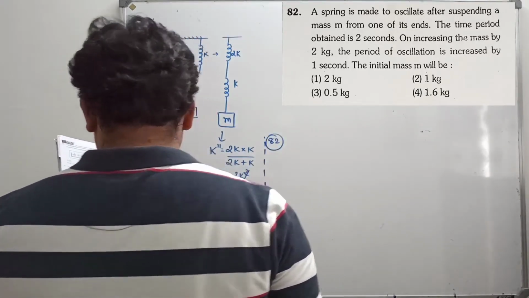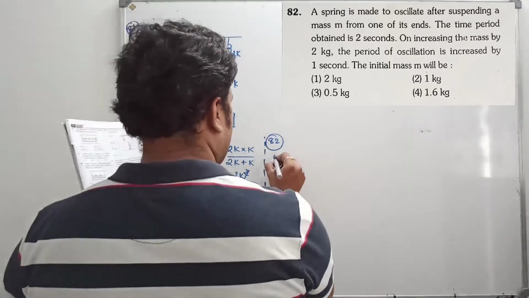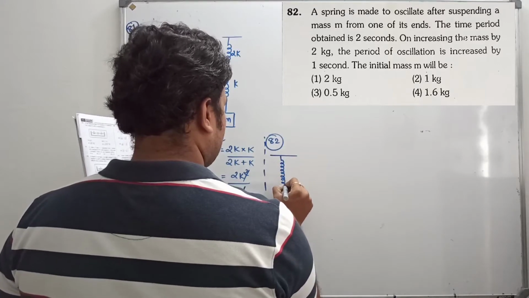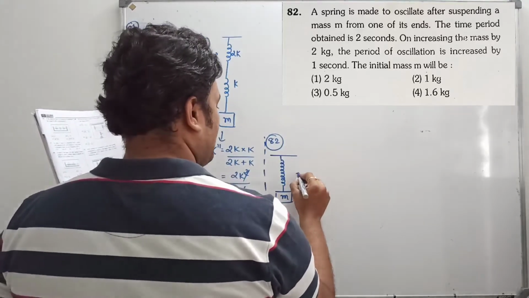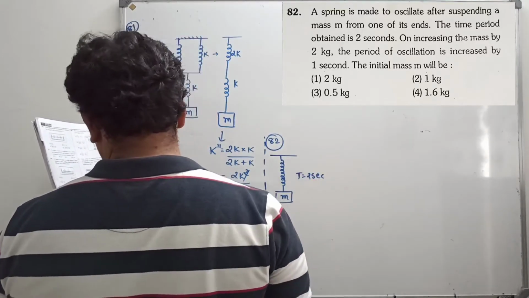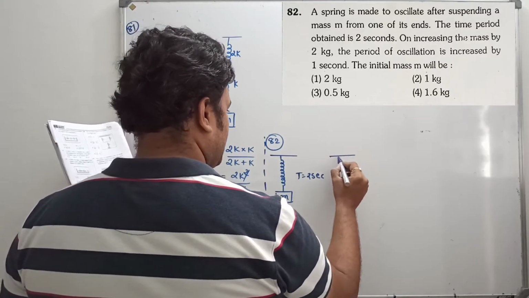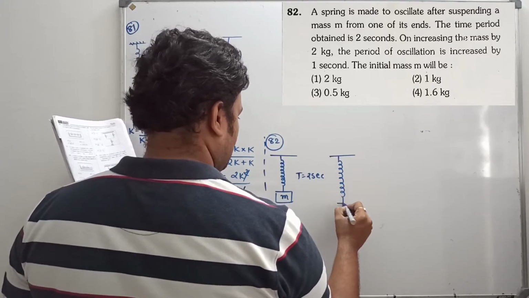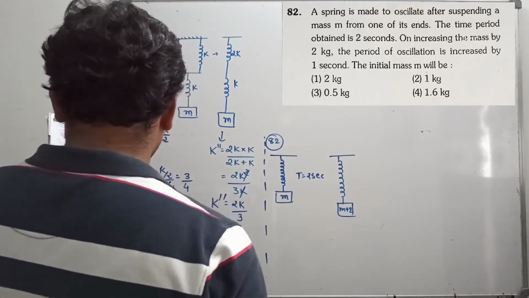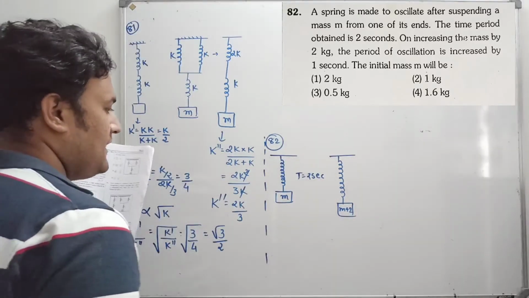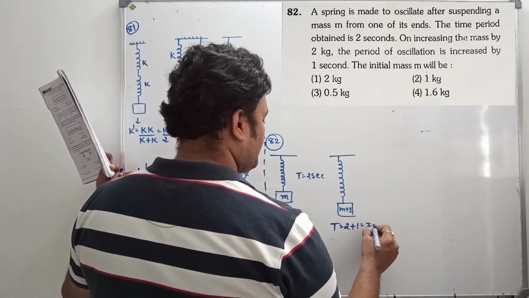MCQ number 82. A spring is made to oscillate after suspending a mass m from one end. Here the mass m is suspended. The time period t is given as 2 seconds. On increasing the mass by 2 kg, the mass becomes m plus 2. The period of oscillation is increased by 1 second. So the period is t equal to 2 plus 1 is equal to 3 seconds.